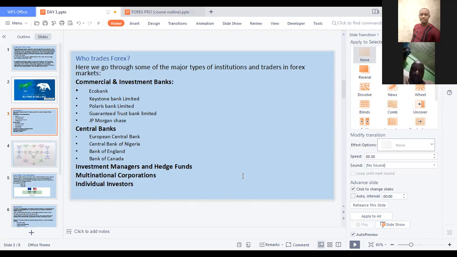Individual investors are more or less like you and I. You and I would know how much we even have in the market to trade with. Are you with me? These are the bodies that trade in the financial institute.